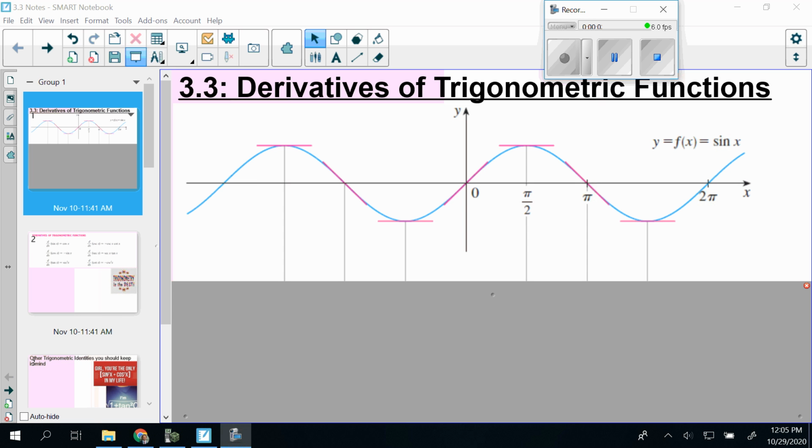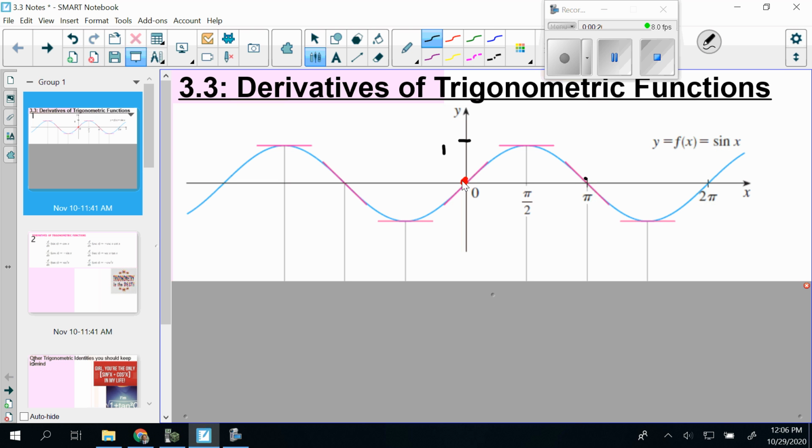All right, we're going to look at derivatives of trig functions today. On the screen here is the graph of sine function. We've looked at this one in trig. Sine of 0 is 0, so you see a point right there. If you go sine of pi over 2, the value of that becomes 1 here.